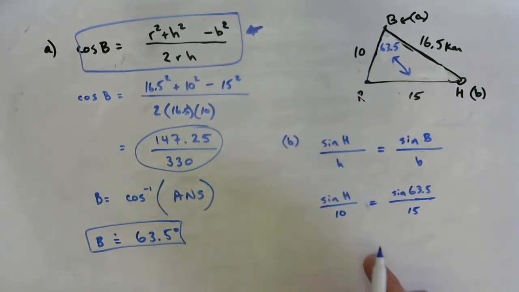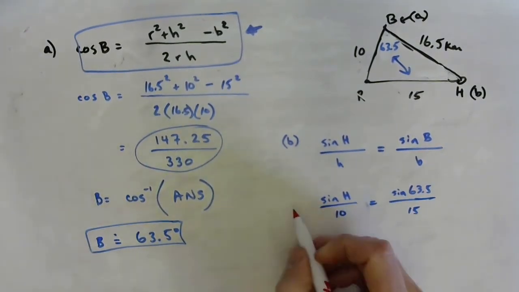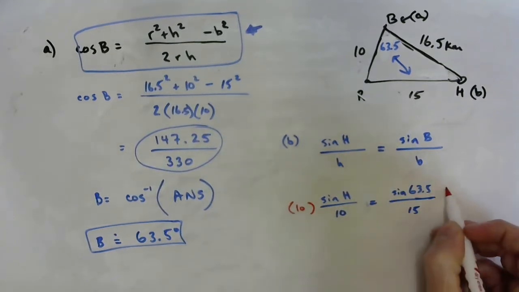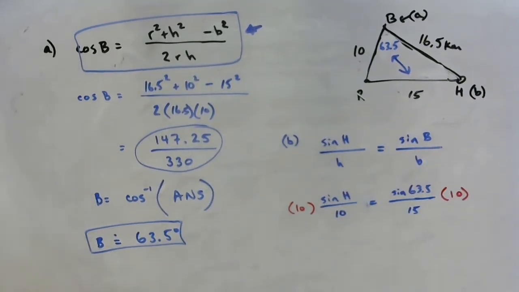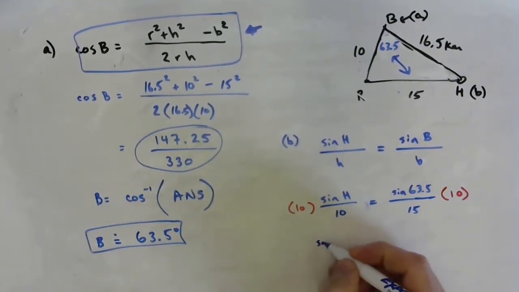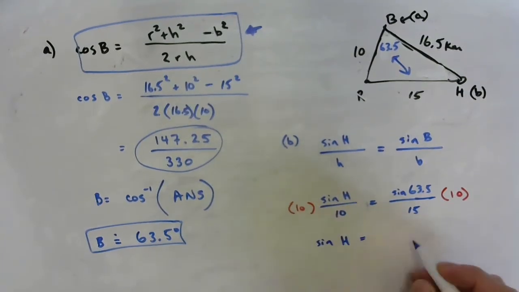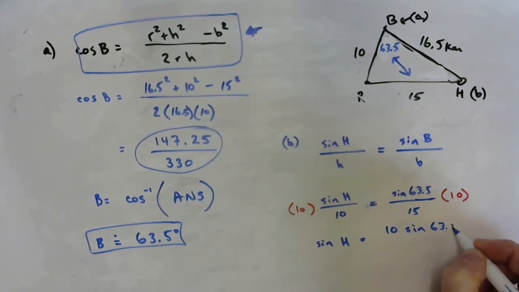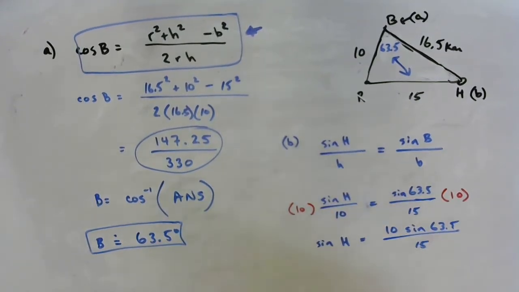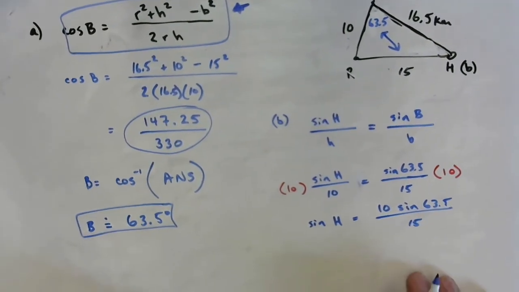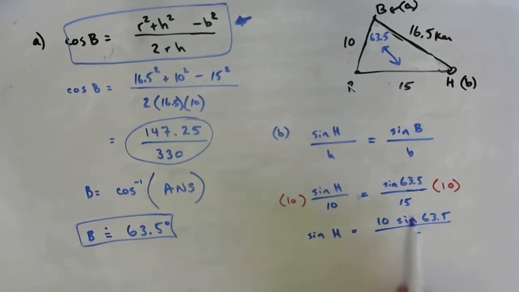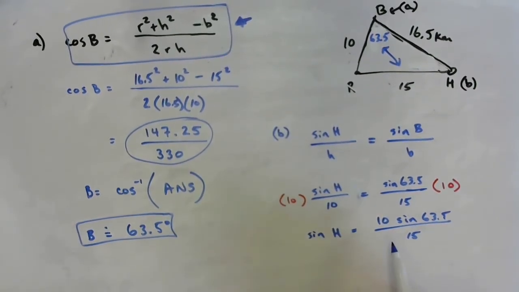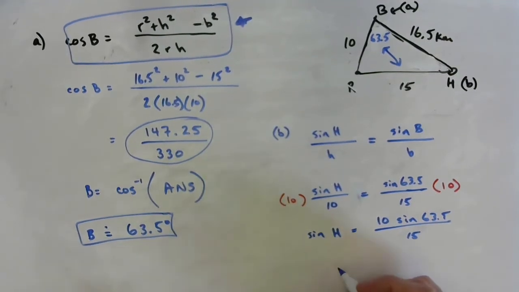How do I solve for the sine of H? We first multiply both sides by 10. On the left, that's going to leave me with just the sine of H. On the right, in the numerator, I have 10 times the sine of 63.5 over 15. And I can do this a couple different ways. I can plug this into my calculator, store the answer, then hit inverse sine, second function, answer. That's probably what I would do.